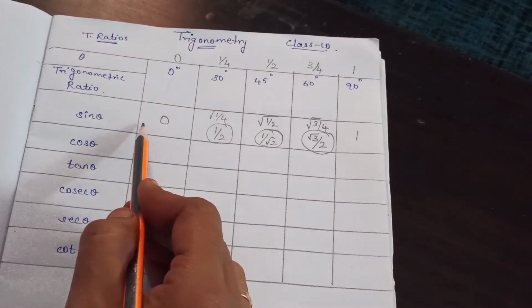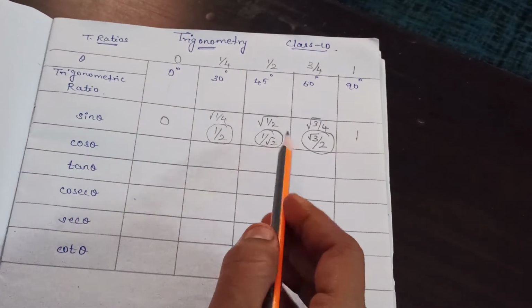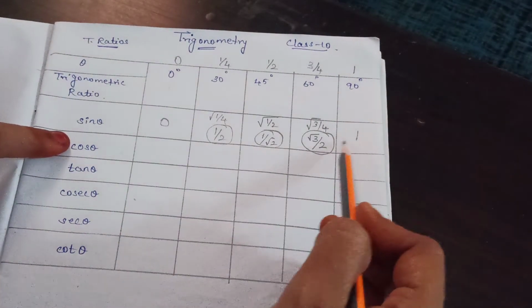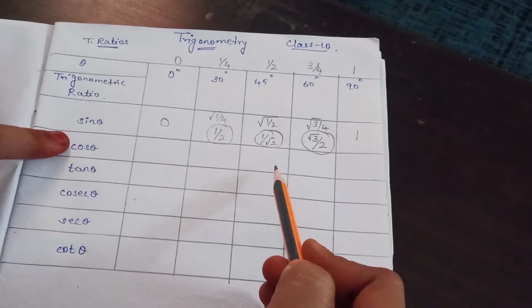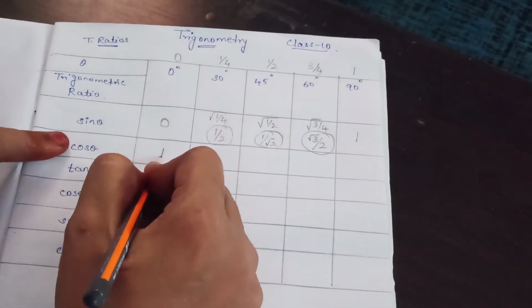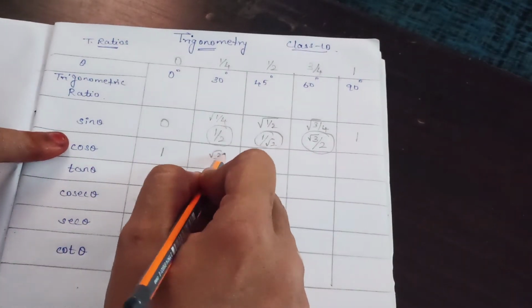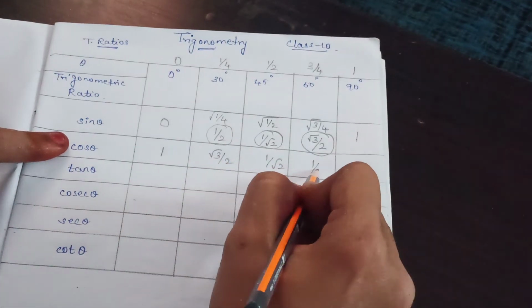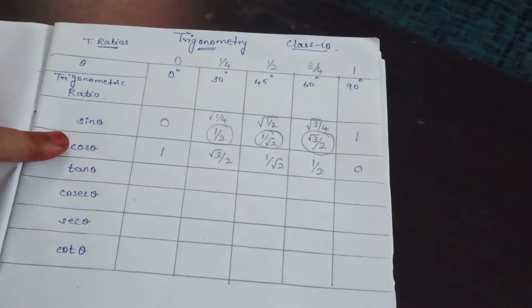So once we find the values for sin theta, it is easy to calculate the other trigonometric ratios. For cos theta, just reverse the values of sin theta. That is 1, here comes root 3 by 2, here comes 1 by root 2, then 1 by 2 and 0. Just reversing all the values.